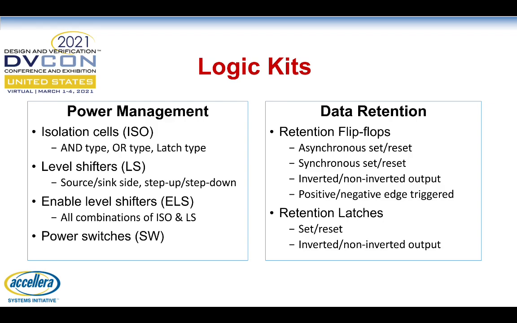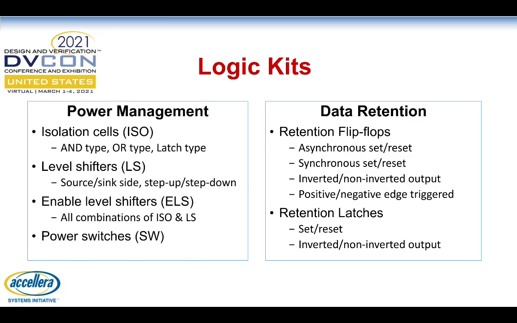Each cell has various subtypes. For instance, the isolation cell could be clamp low or clamp high. Level shifters could be to step up or step down or both. Retention cells can have different combinations of set, reset, inverted or non-inverted output, and so on.